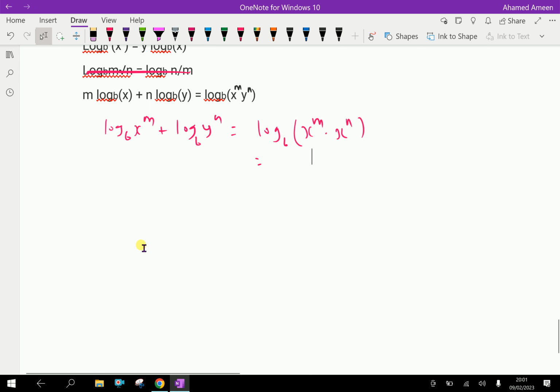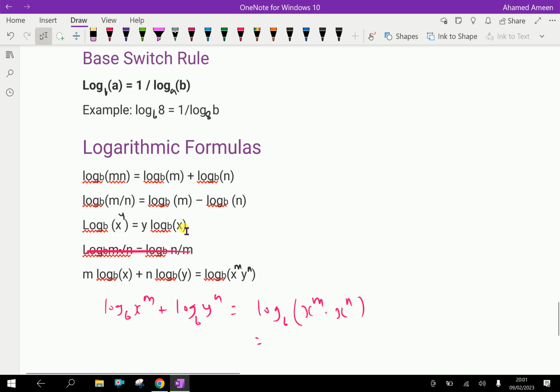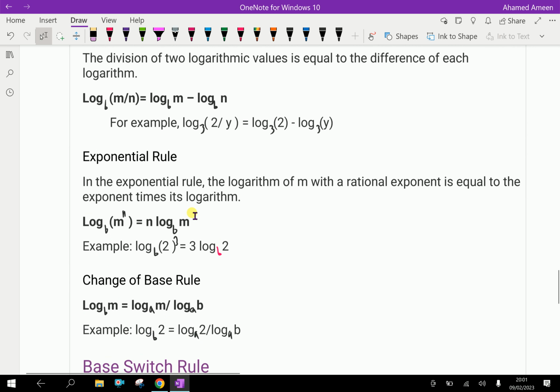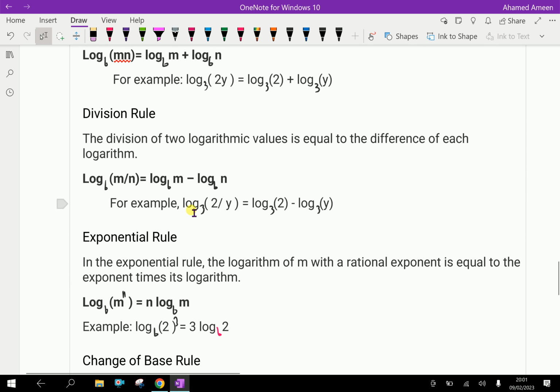So far we have done some introduction about logarithms. In further videos we will discuss in detail how we are using logarithms in calculations.